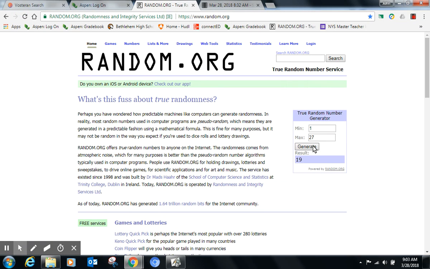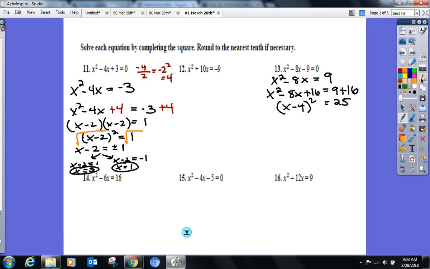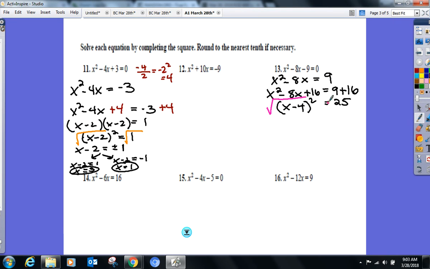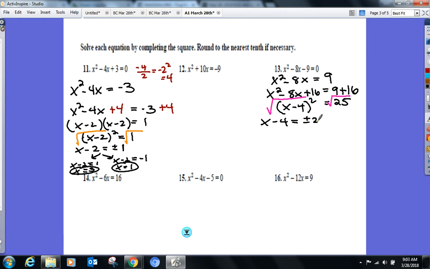Next step, number 19. I'm at this point now. What should I be doing on both sides? Square root both sides. X minus 4 equals plus or minus 25. So x minus 4 equals 25, and x minus 4 equals negative 25.